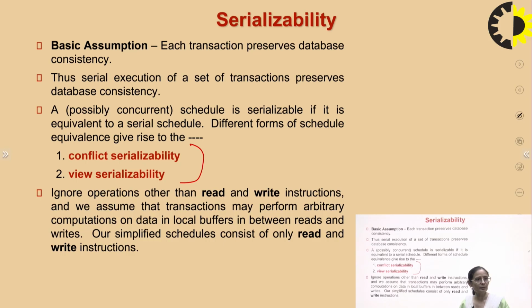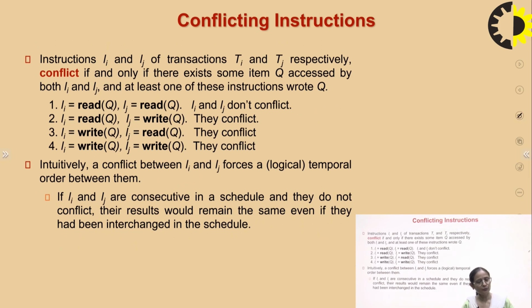Once we are going to discuss these, we just focus on these two operations rather than how we are doing the calculation. So in the next slides, the schedules won't contain any processing part on A or B or any other data item. They are just going to contain the read and write instructions. Before going further towards conflict serializability, we need to understand the meaning of conflicting instructions.